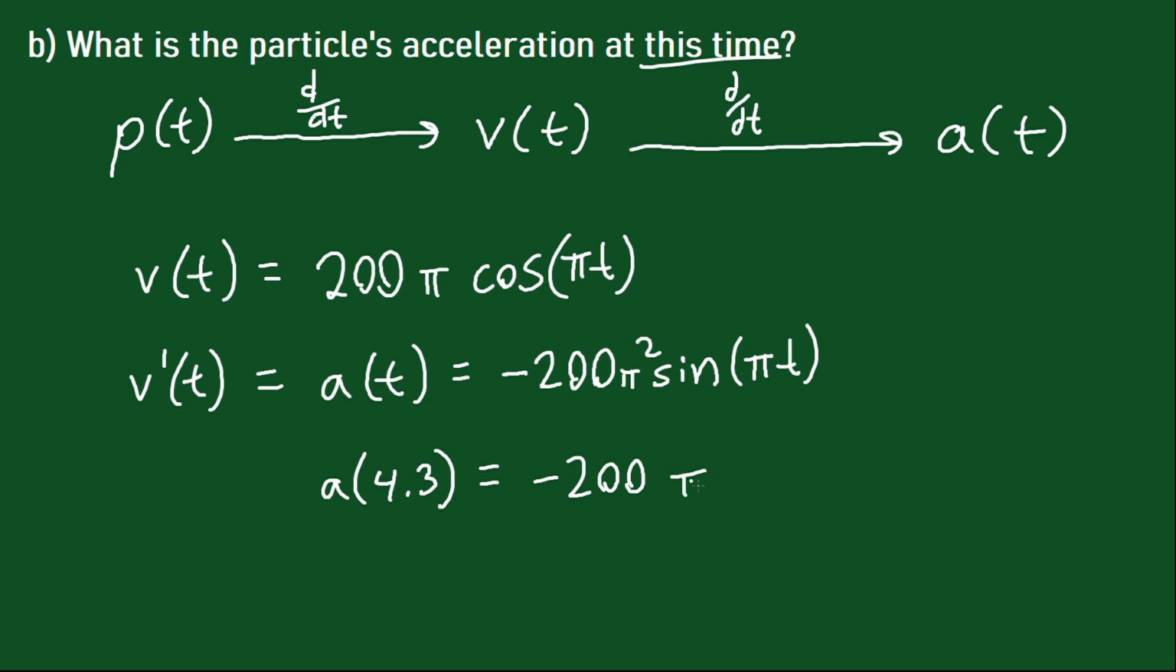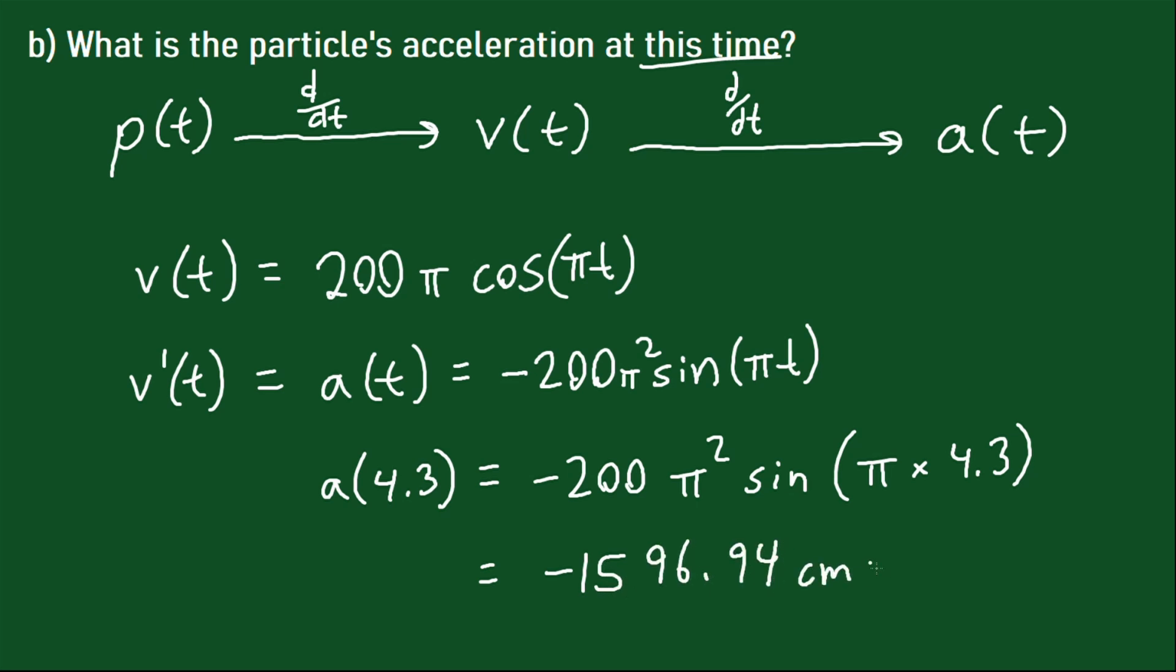Negative 200 pi squared sine of pi times 4.3. And if you do this calculation, you should get negative 1,596.94 centimeters per second squared. Now, let's talk about these units for a second. If you've taken a physics class before, you know the units on acceleration are always a distance per time squared, just like it is here.